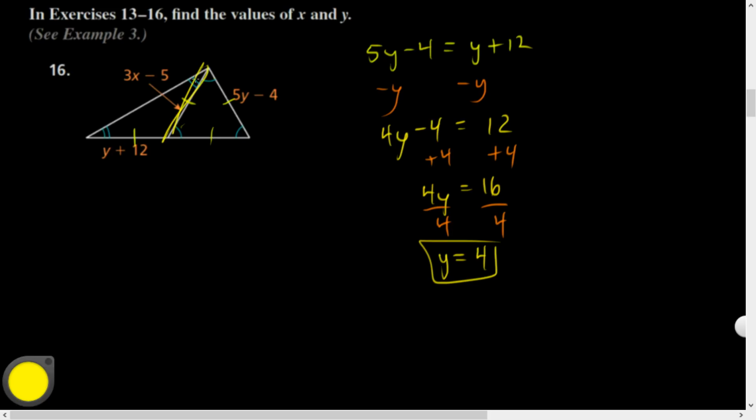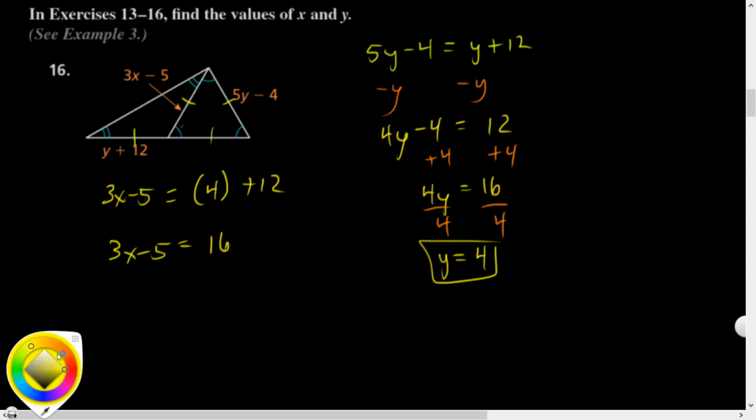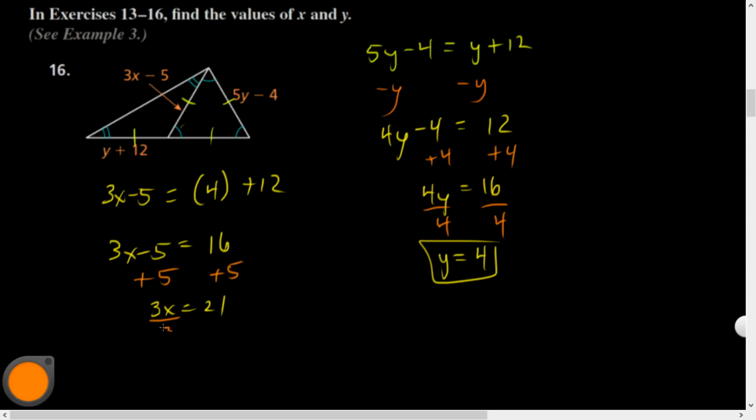And now I can relate 3x minus 5 to either of those. I could plug 4 in for either to figure out how long that is. I'll say 3x minus 5 equals y plus 12, which is 4 plus 12 if I substitute. There are a bunch of ways you could have done this. So 3x minus 5 equals 16, plus 5, and we get 3x equals 21. Good old algebra, so reliable. Divide by 3, and x is equal to 7.